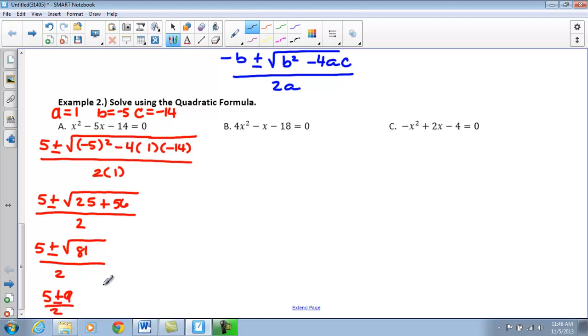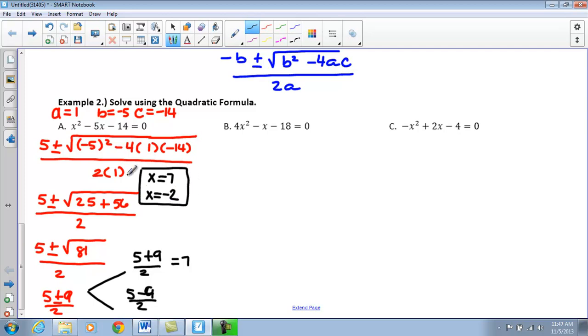But now, since we have that plus or minus, we got to split these into two separate solutions. So the first one's going to be 5 plus 9 divided by 2. The second one's going to be 5 minus 9 divided by 2. So 5 plus 9 is 14, divided by 2 is 7. So one solution is x equals 7. And then the other I have 5 minus 9, which is a negative 4, divided by 2 gives me a negative 2. So these are my two solutions for x in this first problem.